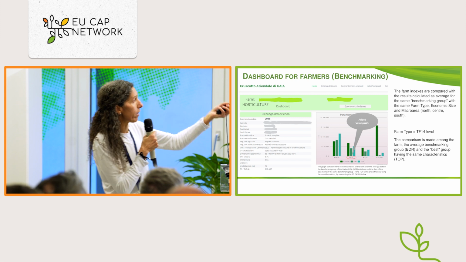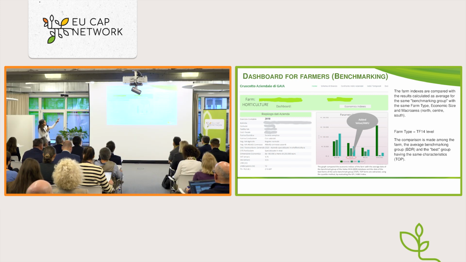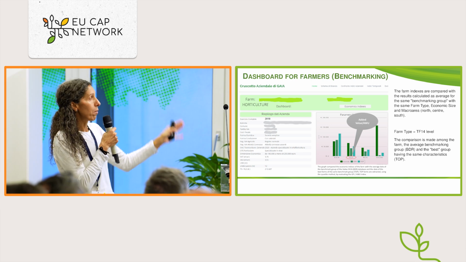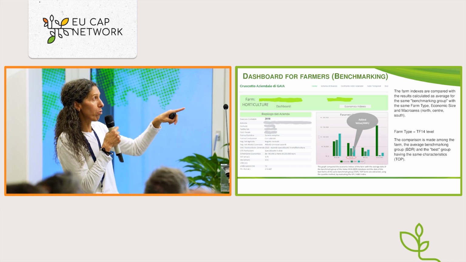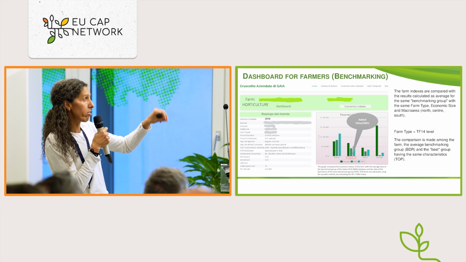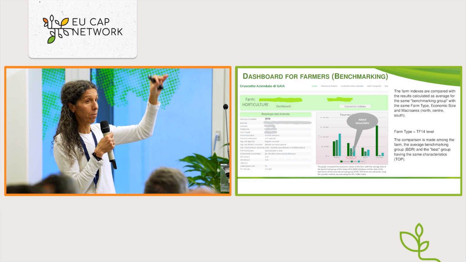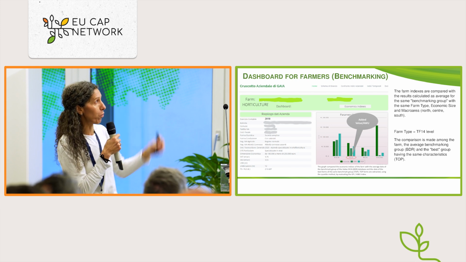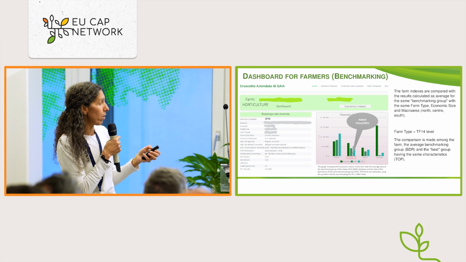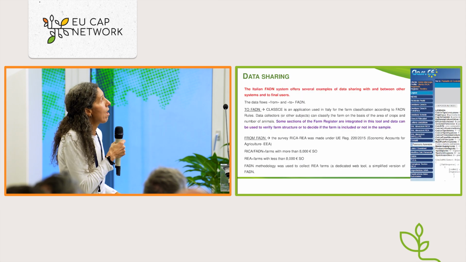There is also the possibility of the benchmarking. In this case, the farm can compare the results. The comparison is made between the farm and the average farms of the same group, so with the same farm type and with the same economic dimension, but also with the top farms of the group, with the best farms of the group. So it is a double key to read the results.